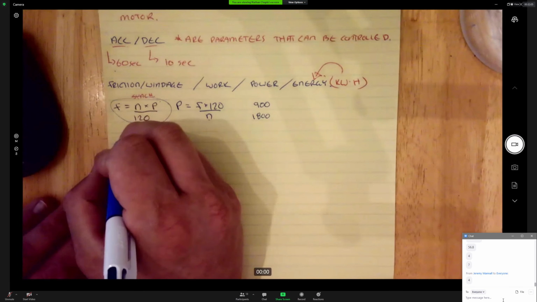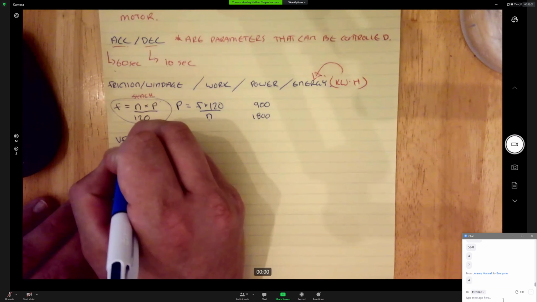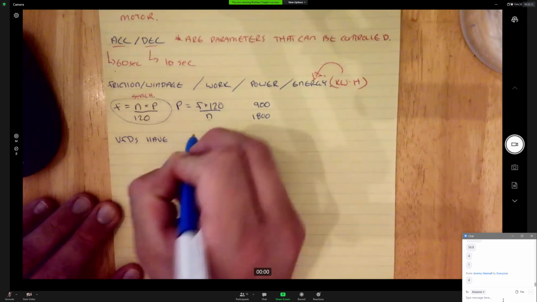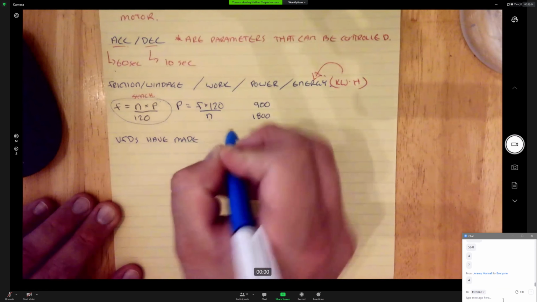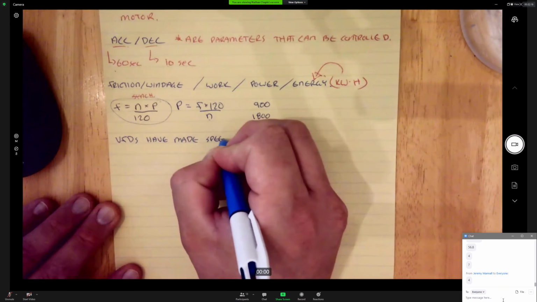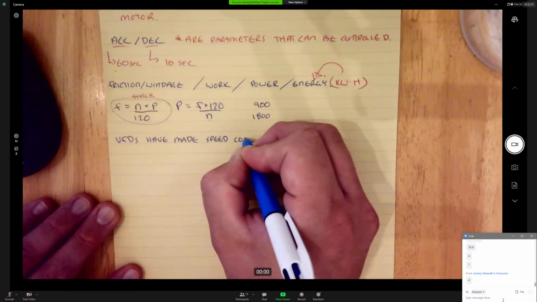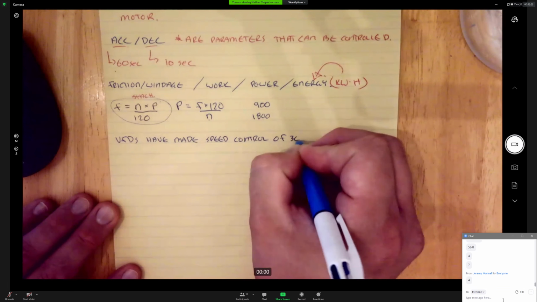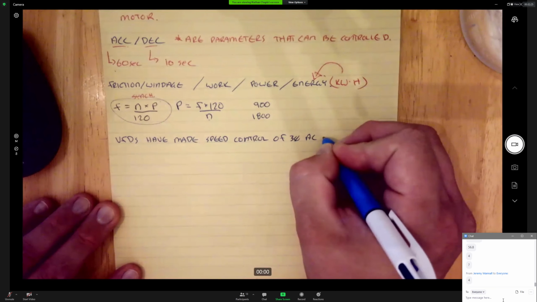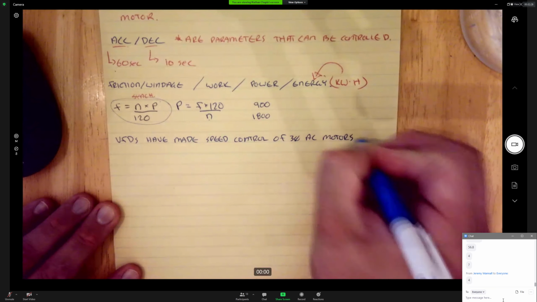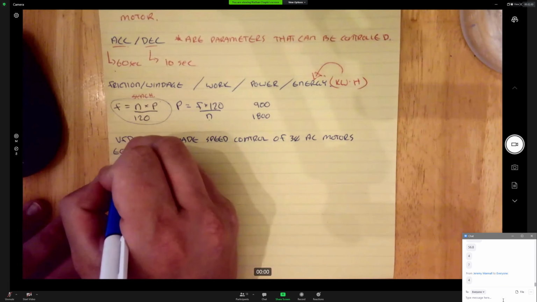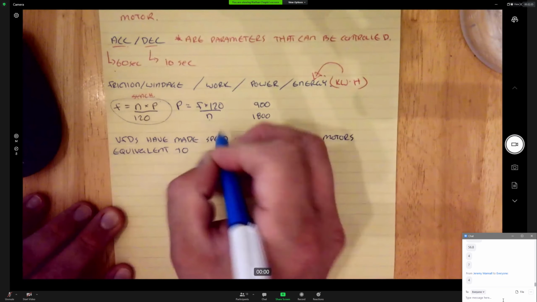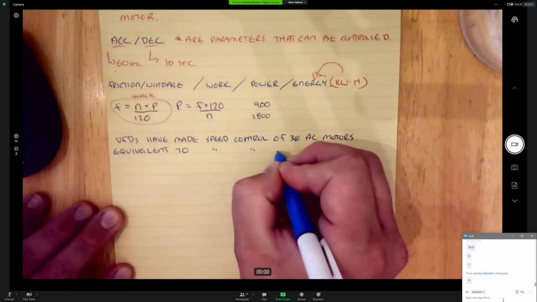And variable frequency drives, so VFDs, have made speed control of three-phase AC motors equivalent to speed control in DC motors.